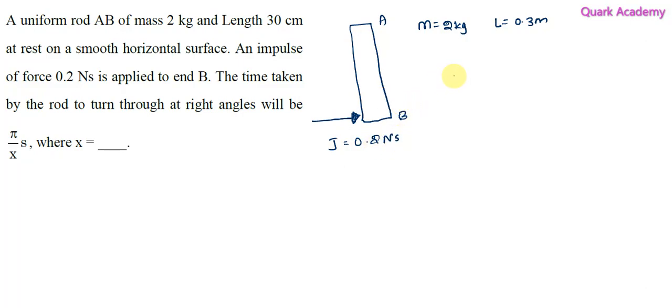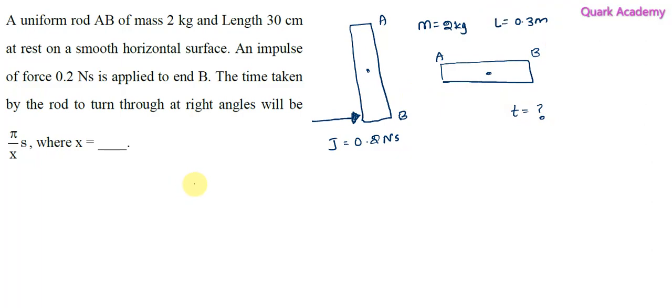So due to this impulse, what happens? The rod is going to rotate about its center of mass. An axis is passing through this point into the page. So it is going to rotate and it is going to make an angle perpendicular or right angle like this. So this will become A, this will become B. So like this, it is going to rotate. And for this, how much time it is going to take? That's what we need to find to answer this question.